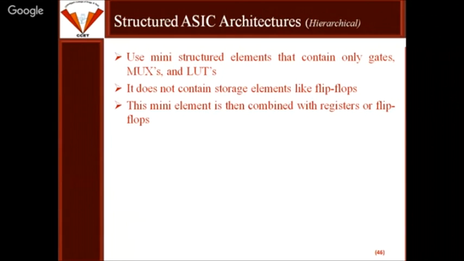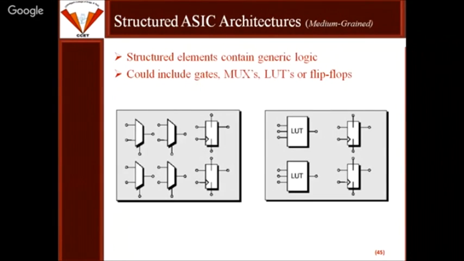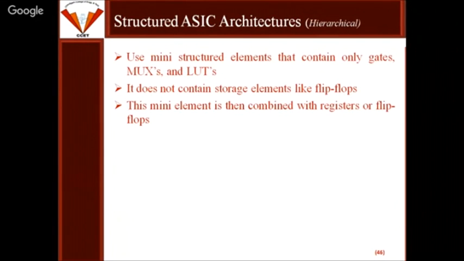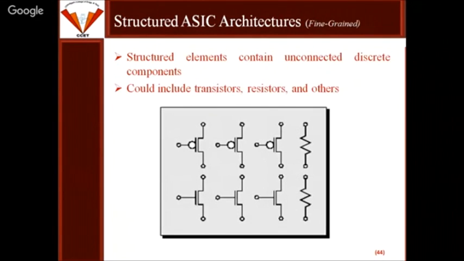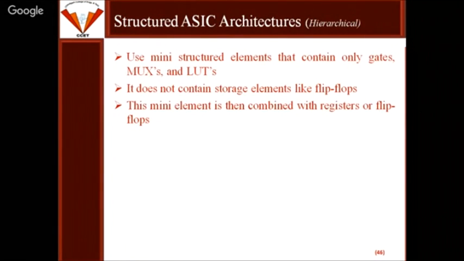And basically these are the different types: fine-grained, medium-grained, and hierarchical. In fine-grained, we are basically using transistors, resistors, and others. In medium-grained, we could use multiplexers, LUTs, and flip-flops, but in hierarchical, we are not using the flip-flops. We are using only the multiplexers and LUTs. The element is then combined with resistors or flip-flops.